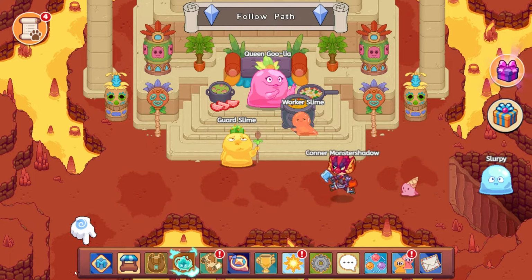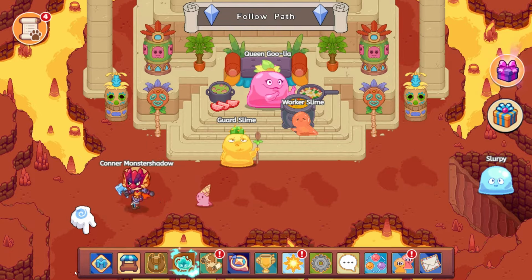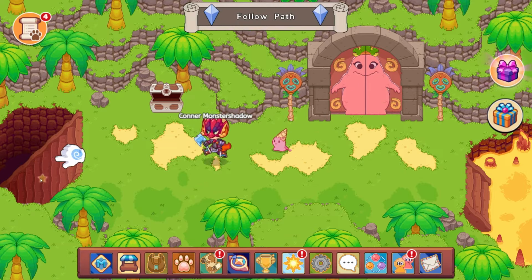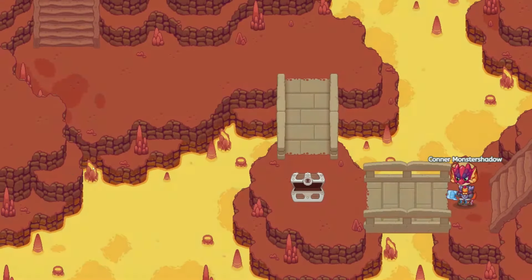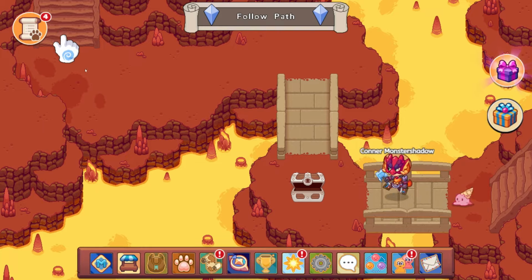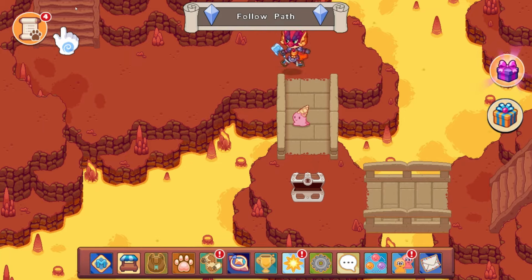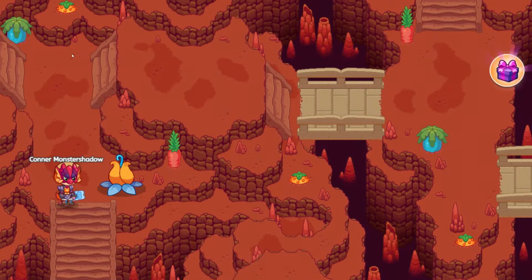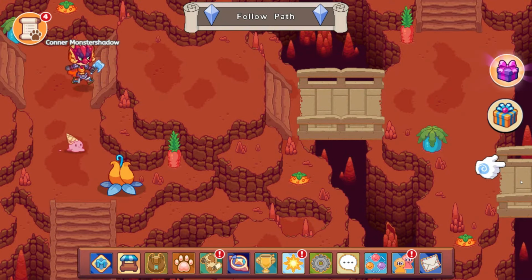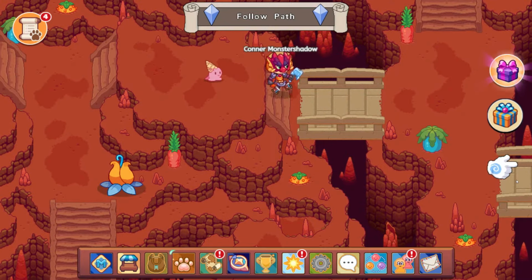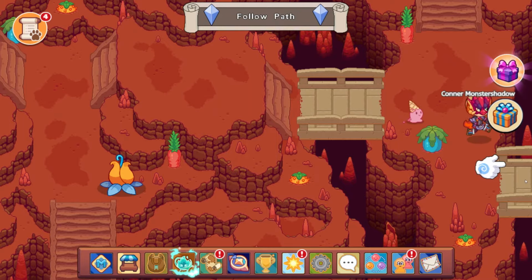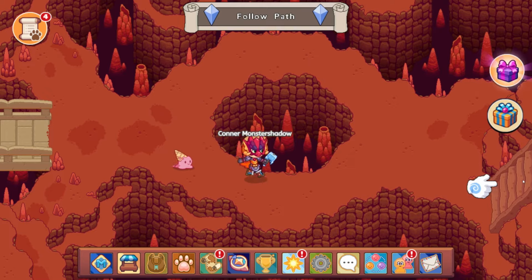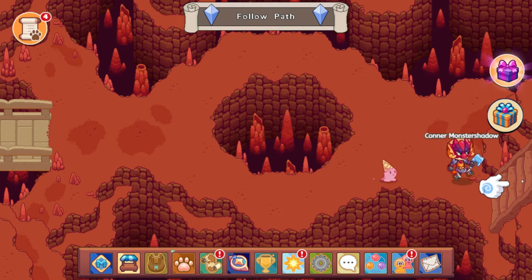So we have to get his cooking supplies. Let's go ahead and find out where those are. All right, making our way up over here. And where are we going? Over this way. And then we're going to grab the others. I don't know if monsters are going to be respawning here.